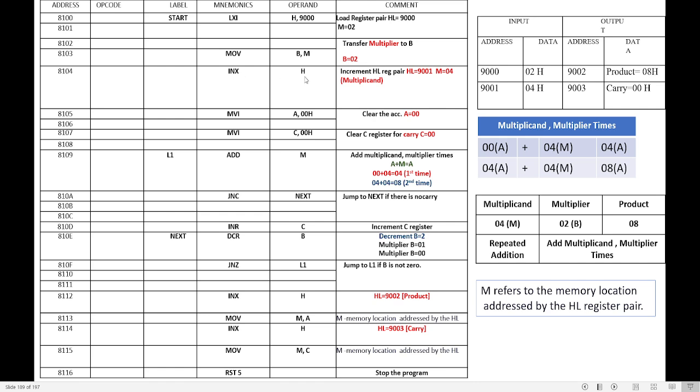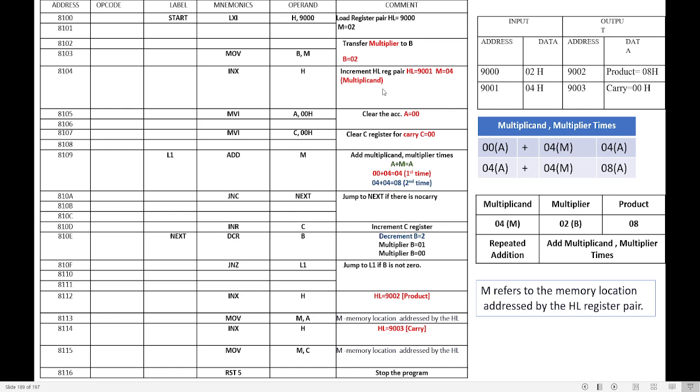Now what am I doing? Incrementing the register pair HL. Previously HL was 9000. If I increment it, HL becomes 9001. When HL is 9001, M refers to the memory location pointed to by HL. So what is the M value? 04. 04 is my multiplicand, which is stored in M.